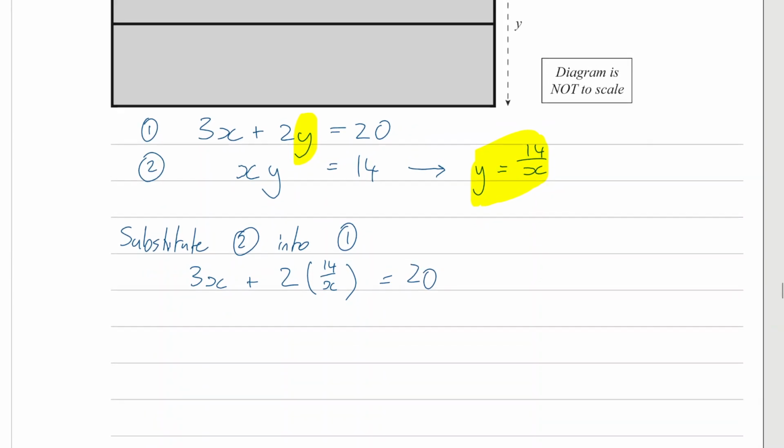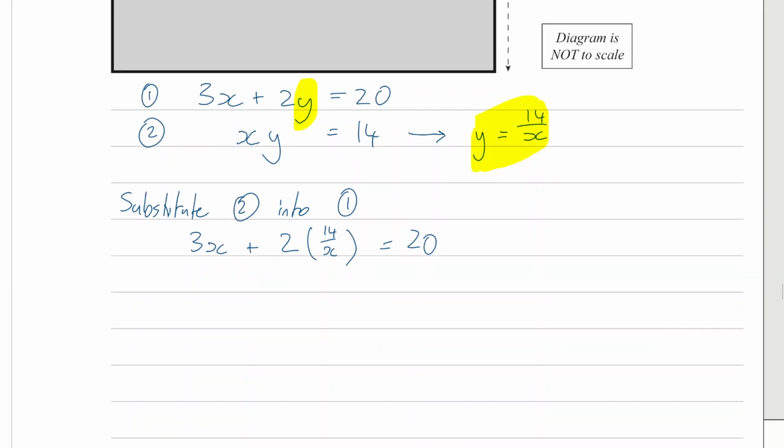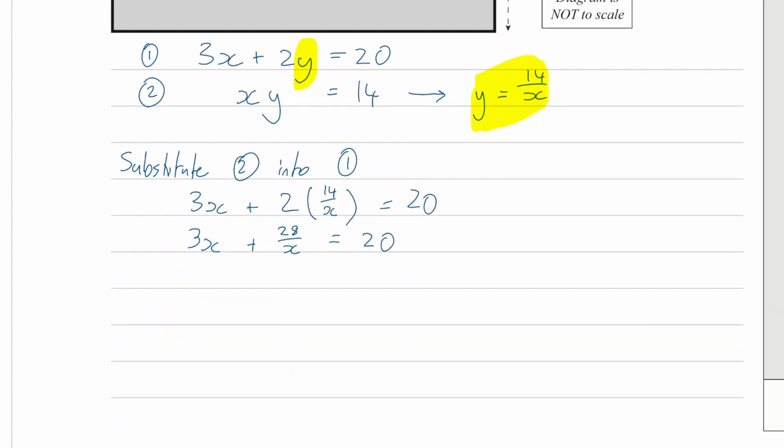Okay, so that's called substitution. Now we can simplify it a bit. So 3x, 2 times 14 over x is the same as 28 over x is equal to 20. Now, I don't like that x in the denominator. Sorry, x in the denominator. It's nothing personal.